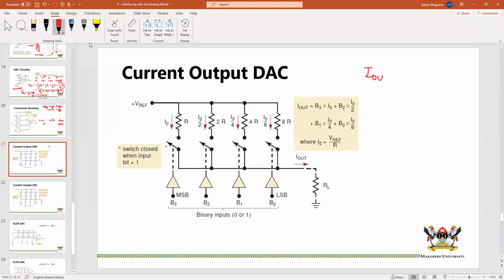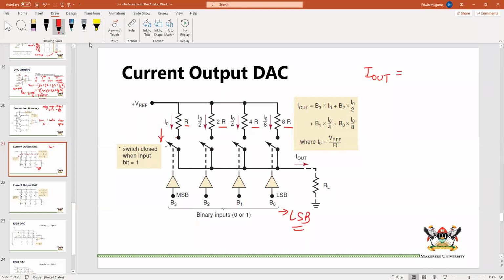Our I out really looks almost like the first circuit that we saw, which was using voltage. But in this case, current is equivalent to voltage over the resistance. I think you should also see that the resistance here is smaller. This is R, that's 2R, 4R, 8R, successive doubling as we go towards the most significant bit.